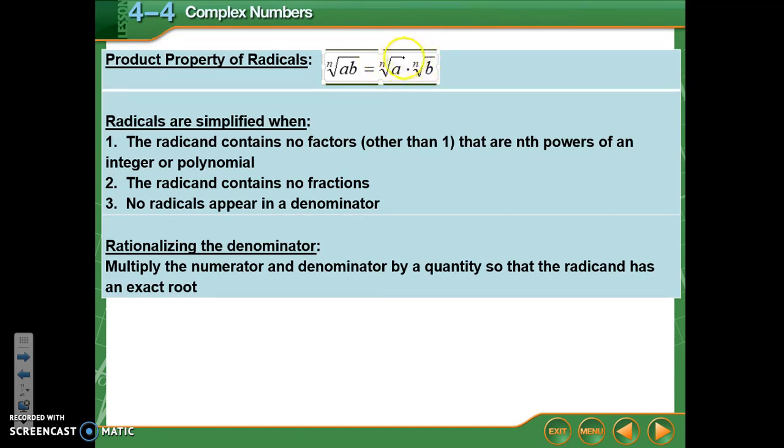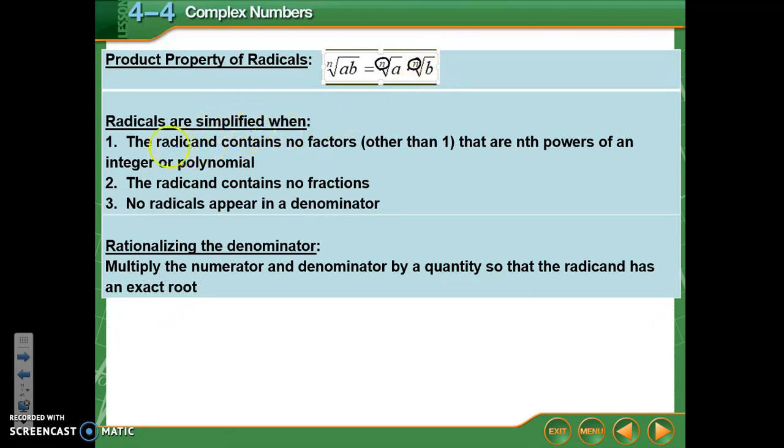If I'm multiplying two square roots together, as long as they both have the same index, which for our purposes in this section is just going to be 2. Remember that square roots always have a 2 there. We just don't usually write it. That's called the index. So as long as the index is the same, I'm allowed to multiply square roots together. I just multiply the radicand, the number that is under the square root.